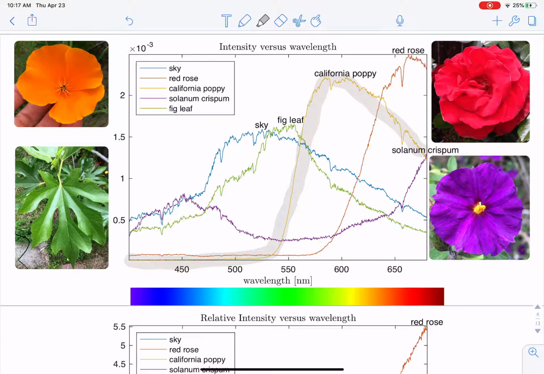Okay, so the California poppy emits very little light below 550 nanometers. But then it rises really quickly and then has quite a bit up in this range, which goes, if you look down here, from the green up to the red. So that's this guy over here. That's the California poppy.